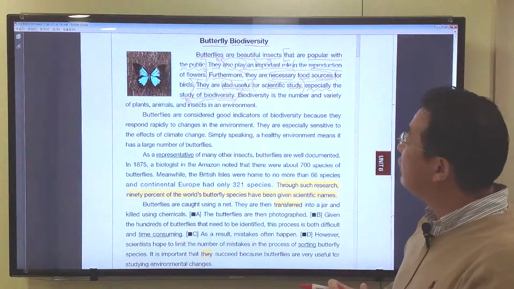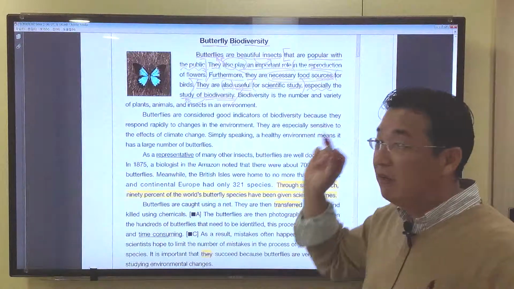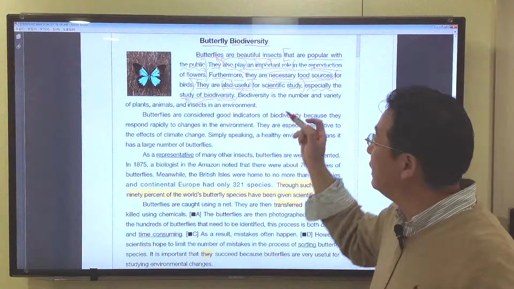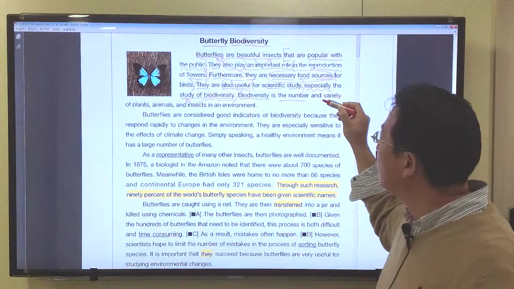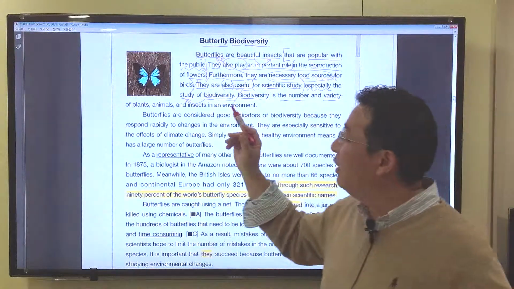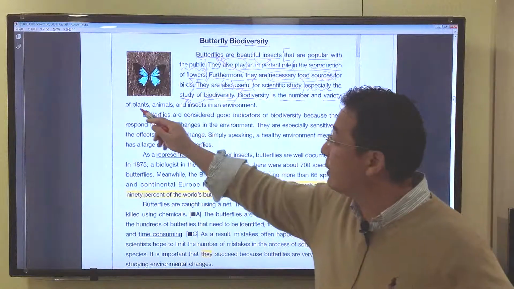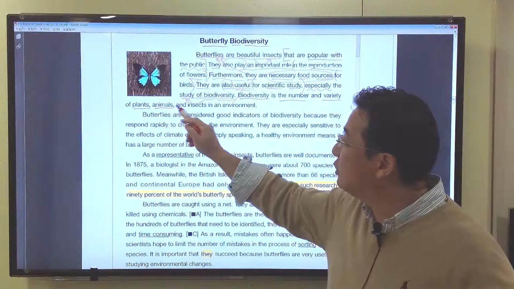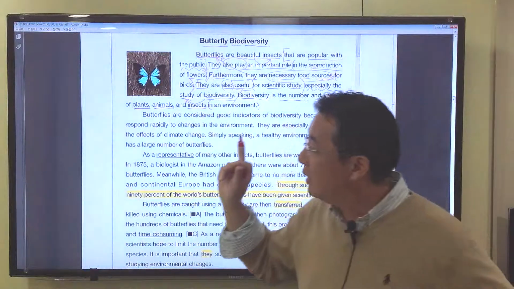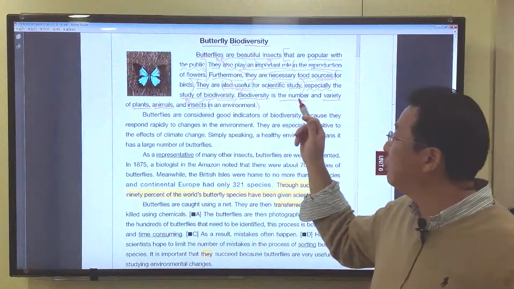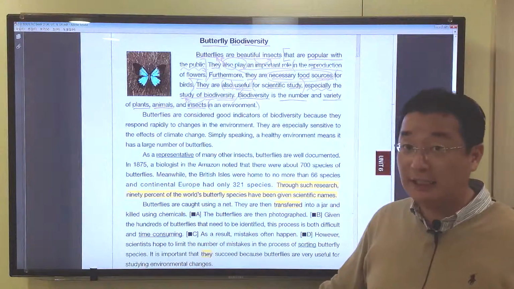그죠? Biodiversity is the number and variety of plants, animals, and insects in an environment. 자, biodiversity의 definition, 정의에 대해서 설명이 나옵니다. 생물학적 다양성이라는 것은 the number, 수와 variety, 그 다양성인데 어떤 것들의 수와 어떤 것들의 다양성을 biodiversity라고 표현하겠습니까? Plants, 식물들, animals, 동물들, insects, 곤충들, in an environment. 환경에서 식물과 동물과 곤충들의 그 수와 다양성 자체를 의미하는 게 biodiversity, 생물학적 다양성이랍니다.